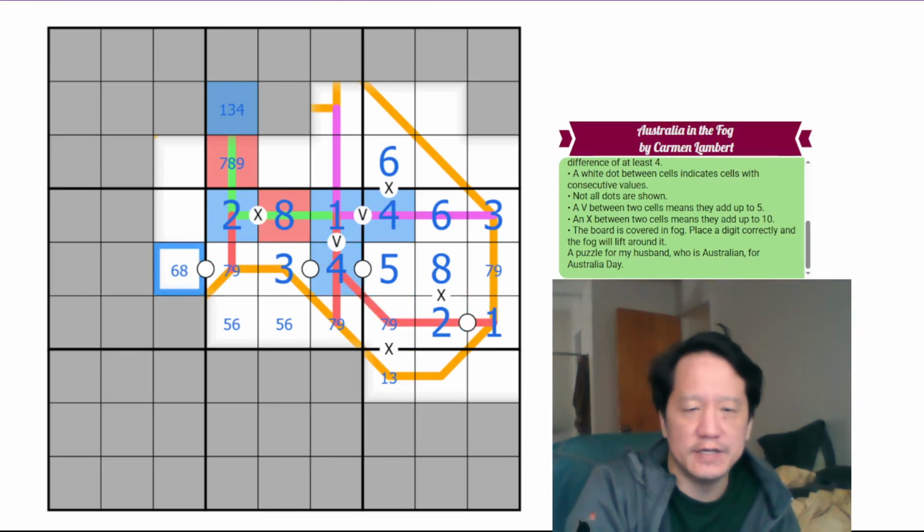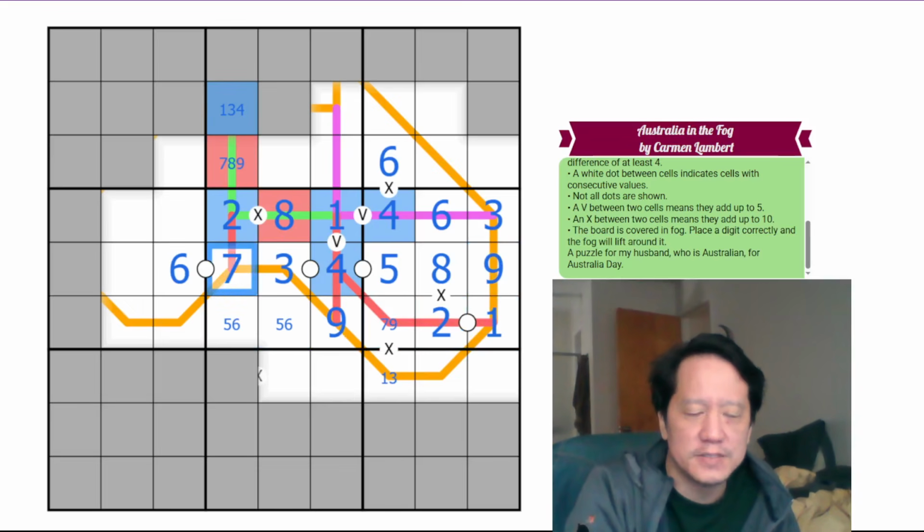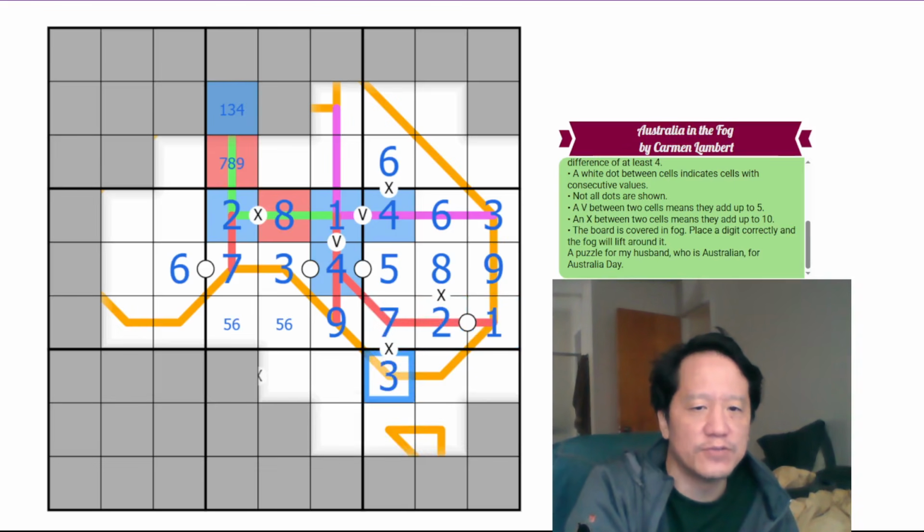8 eliminates 8 here, so this is 6, which means it's consecutive only with 7. So that's 7. This is 9. 7 eliminates 7 here, so that's 9. 7 is 4 or more away from 1, 2, and 3. And 1 and 2 are eliminated because of the 1, 2 in the row. This 9 also eliminates 9 here, so it's 7 and 3. This must therefore be 3 to be 4 away from 7.